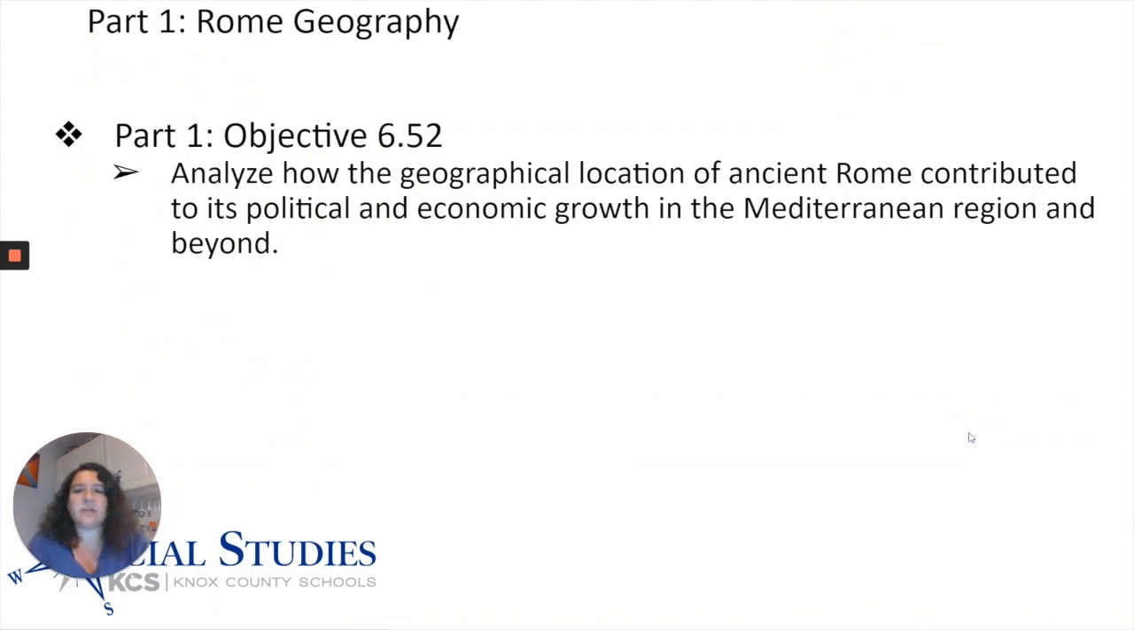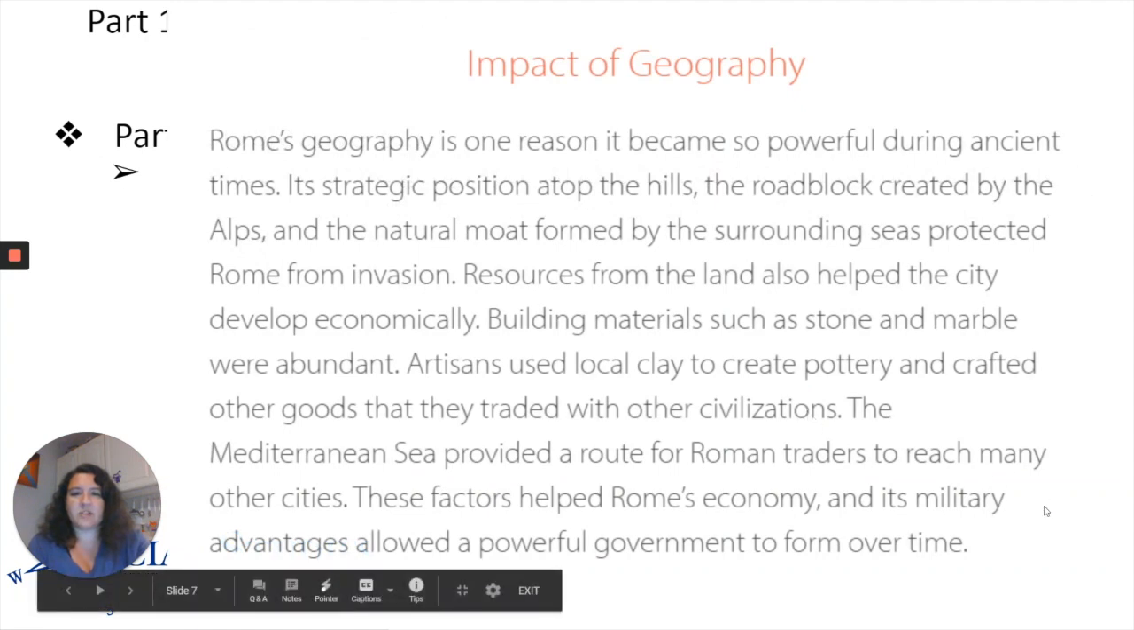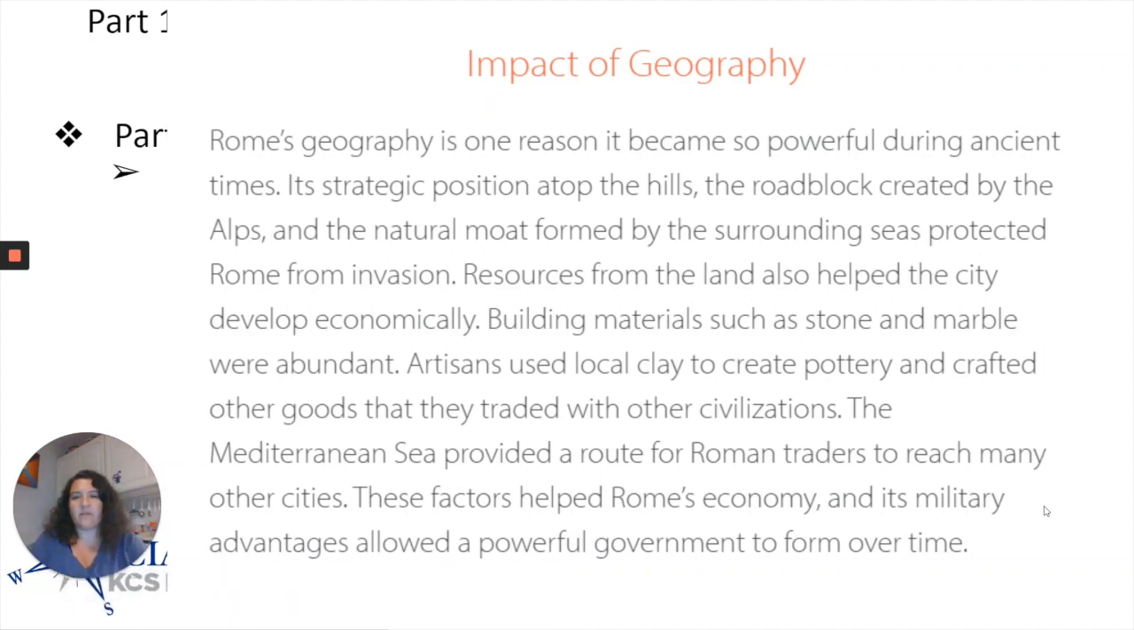The next objective we're going to look at is how did that geographic location help Italy with its political and economic growth? Take a moment to read this paragraph from your textbook. I will read it along to you. It says, impact of geography. Rome's geography is one reason it became so powerful during ancient times. Its strategic position atop the hills, the roadblock created by the Alps, and the natural moat formed by the surrounding seas protected Rome from invasion.